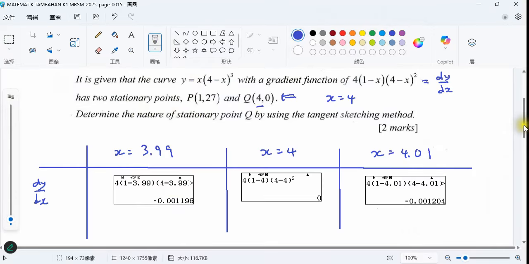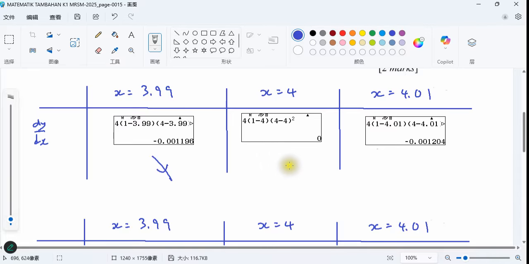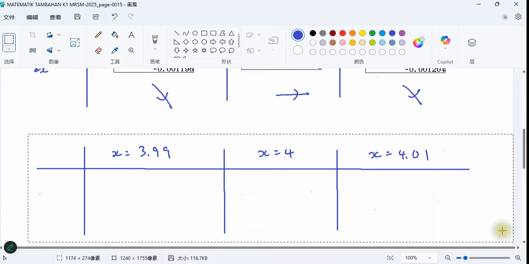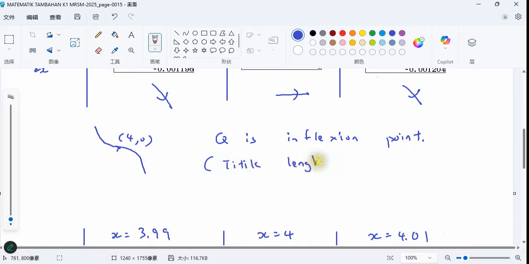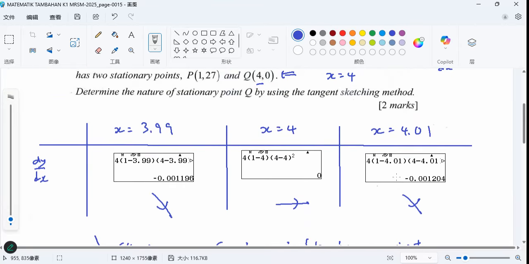Okay, so the shape will be downward, horizontal, downward. Combining together, the shape is like this. So the 4 here is a point of inflexion. So Q is an inflexion point. In Malay it is titik lengkok balas.